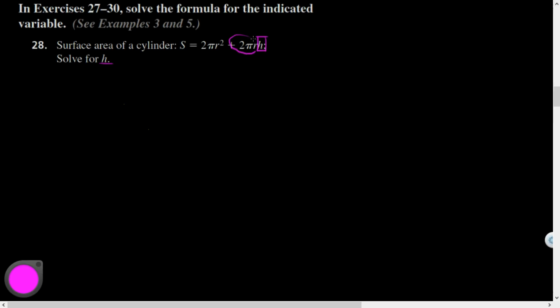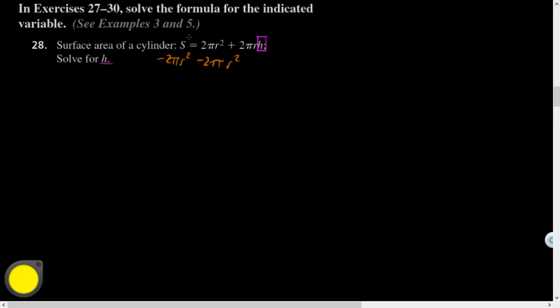So that means this 2 pi r is like the coefficient of h, and this 2 pi r squared is just like some constant being added to it, is the way I'm pretending. Pi, that's that symbol there. So I've got to move this 2 pi r squared. I'm going to do that by subtracting 2 pi r squared from both sides of the equal sign, right?